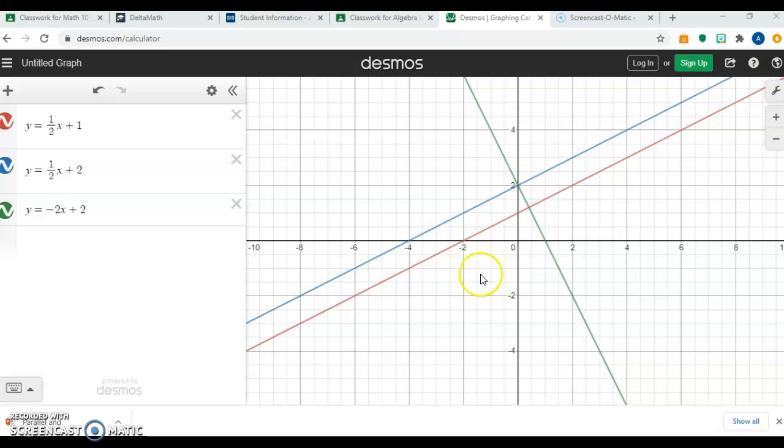So I have three lines graphed here. The red line is 1/2 x plus 1, the blue line is 1/2 x plus 2, and the green line is negative 2x plus 2. So first I want to look at the red and blue lines. What do you guys notice about them? And specifically, what do you notice about the slopes of these two?